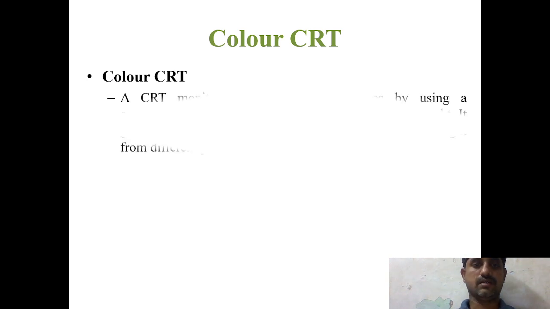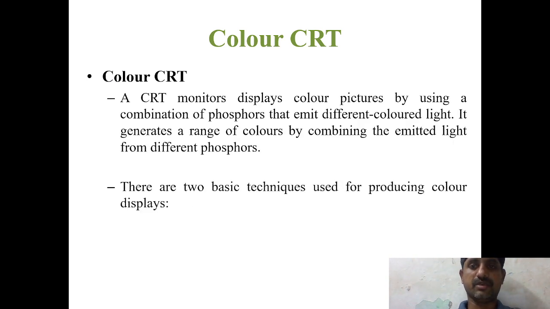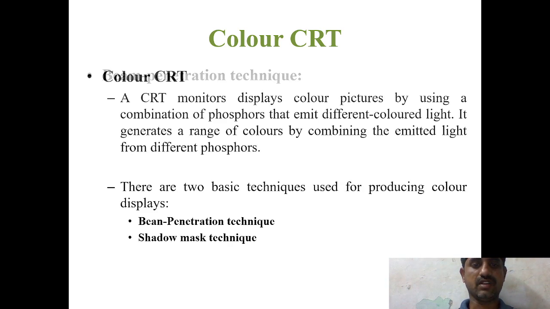Next, color CRT. A CRT monitor displays color pictures by using a combination of phosphors that emit different colored light. It generates a range of colors by combining the emitted light from different phosphors. Before this we discussed the normal CRT, which is black and white. Now we are discussing the color CRT. There are two basic techniques used for producing color displays. The first is beam penetration and the second is shadow mask. Shadow mask is used in raster scan and beam penetration is used in random scan displays.